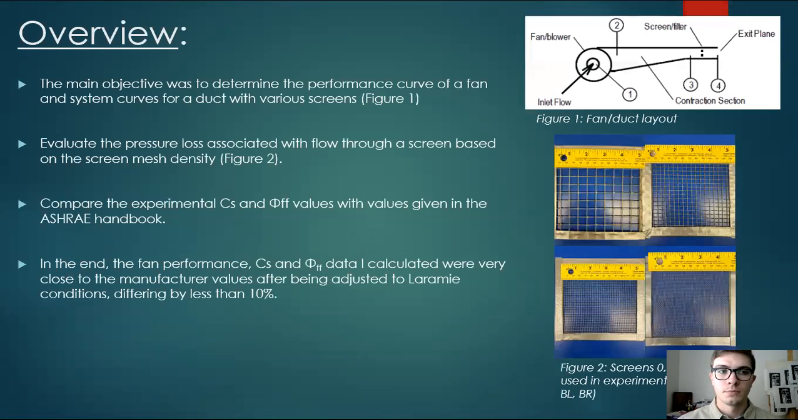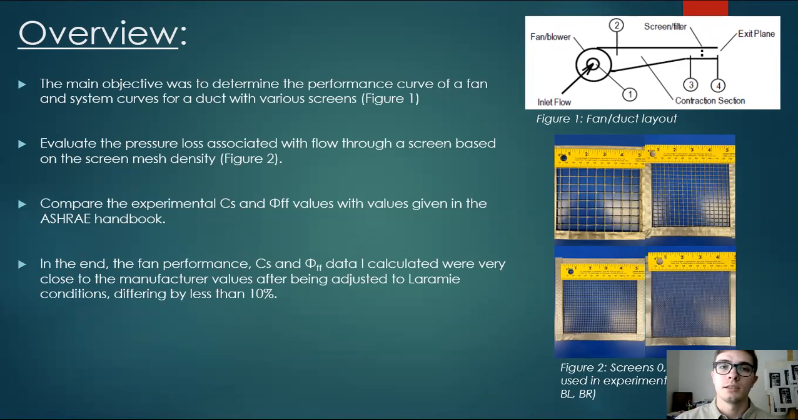Let's get started. A quick overview: the main objective of this lab was to determine the performance curve of a fan and the system curves for a duct with various screens installed. Next, I evaluated the pressure loss associated with flow through a screen based on the screen mesh density. I then compared the experimental loss coefficient and phi values with values given in the ASHRAE handbook.